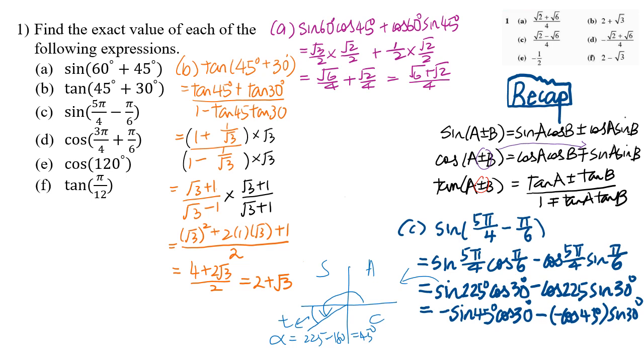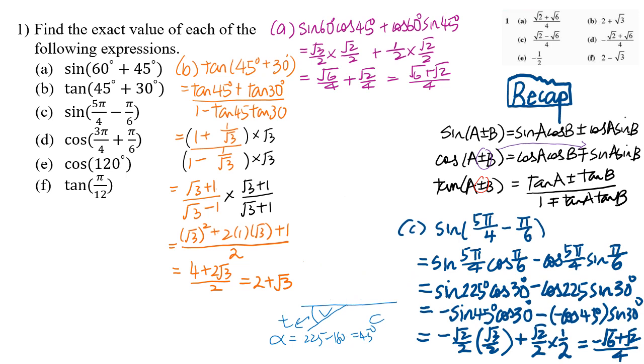Same explanation goes for cosine 225. Cosine 225, it's a negative value in the third quadrant, so it's equal to negative cos 45. Okay, and then you can just simplify it to get negative square root 6 plus square root 2 over 4. All right, let's go on to part D.